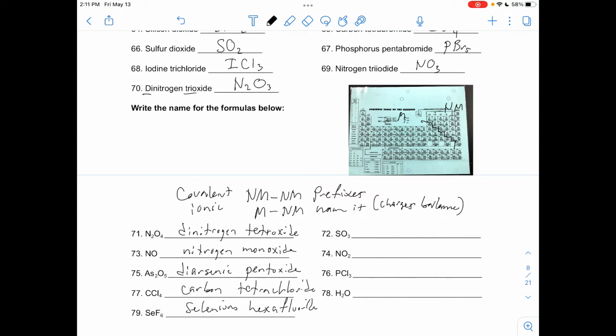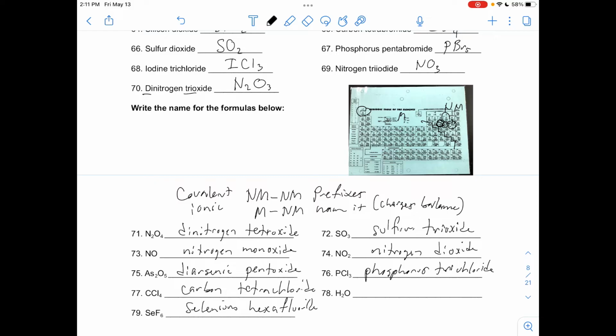Okay, actually all these look like they're turning out to be nonmetal to nonmetal. Sulfur and oxygen are both nonmetals, so sulfur trioxide. Okay, the next one is nitrogen, and 2 oxygens would be dioxide. Okay, nitrogen and oxygen. Phosphorus is over here, and chlorine is 2 nonmetals, so phosphorus trichloride.